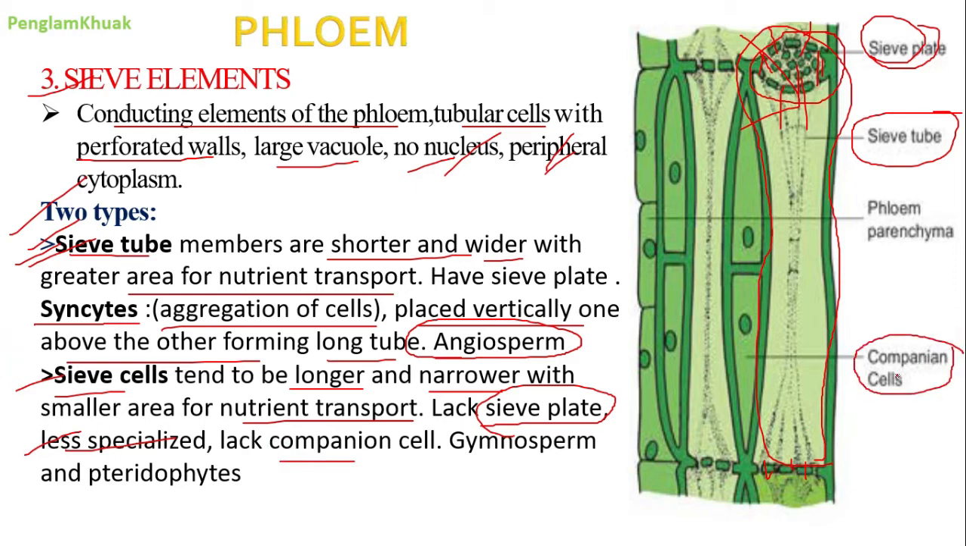The main function of the companion cell is that it will control the activities of the sieve tube. Because the sieve tube doesn't have a nucleus, and since these companion cells have a nucleus, they will control the activities of the sieve tube. They are the control centers of the sieve tube. Sieve cells are present only in gymnosperm and pteridophytic plants.